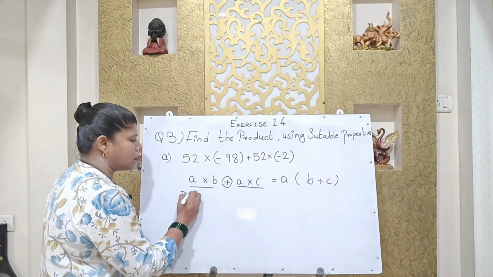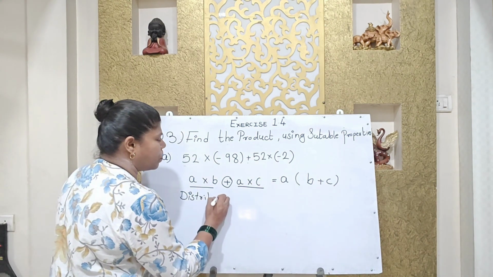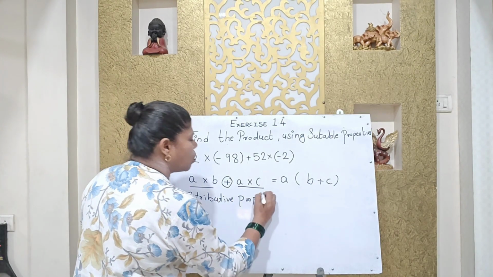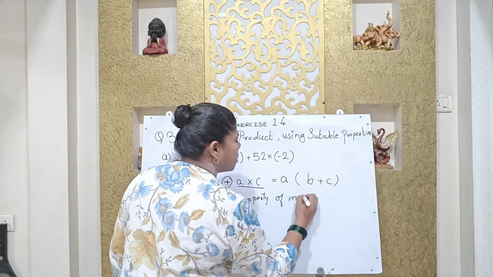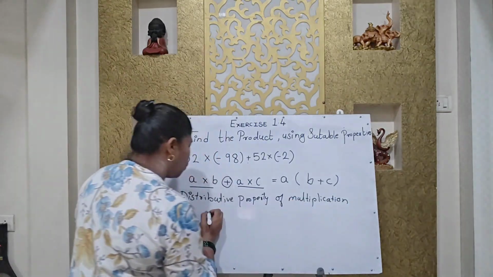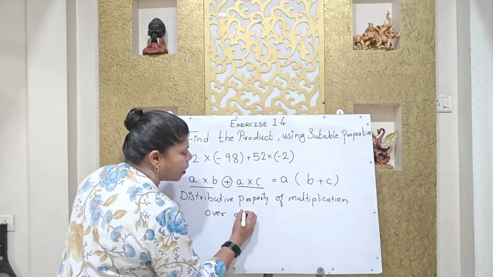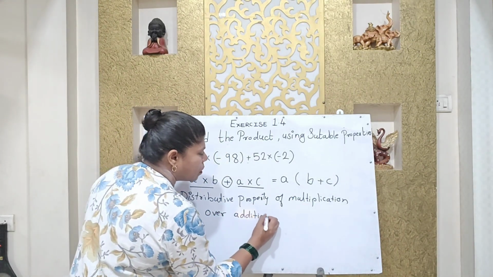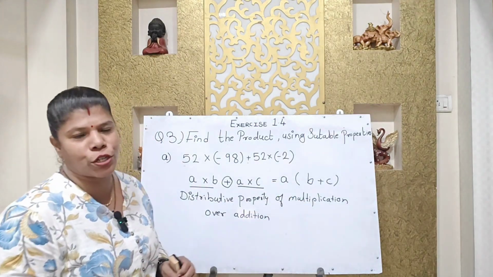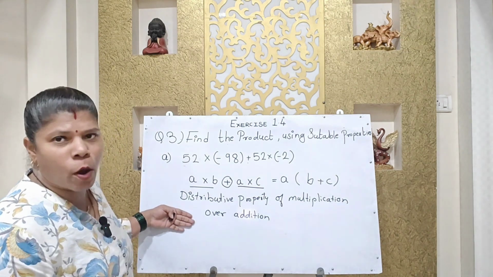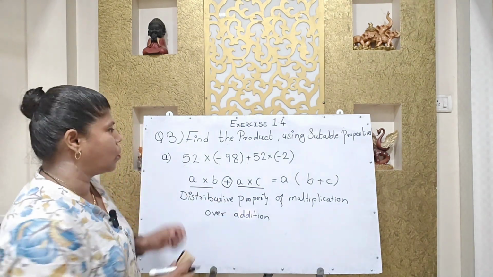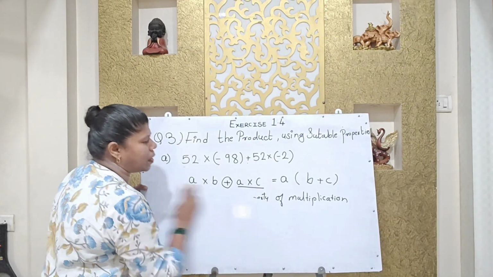Which property? Distributive property of multiplication over addition. This property is the distributive property of multiplication over addition. So आपको property समझ में आई? कौन सी property हम use कर रहे हैं? Distributive property of multiplication over addition. So come on, we will solve this sum now.